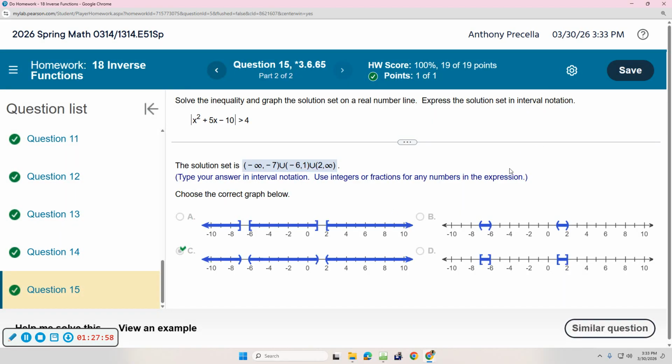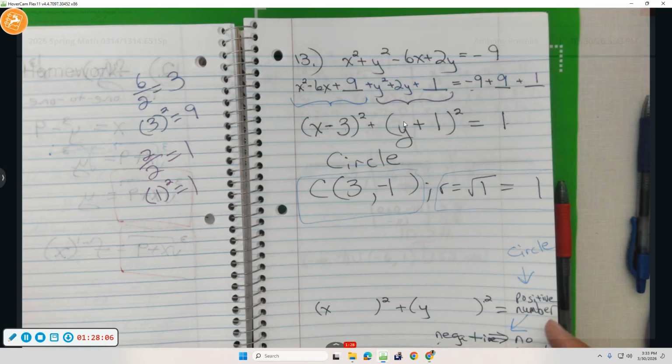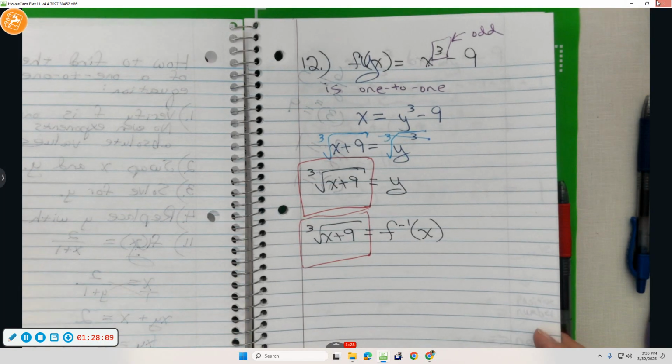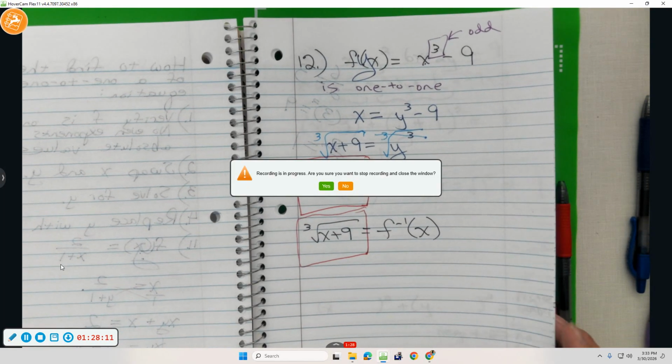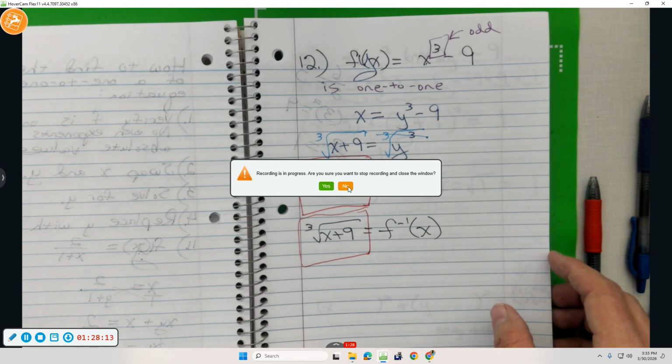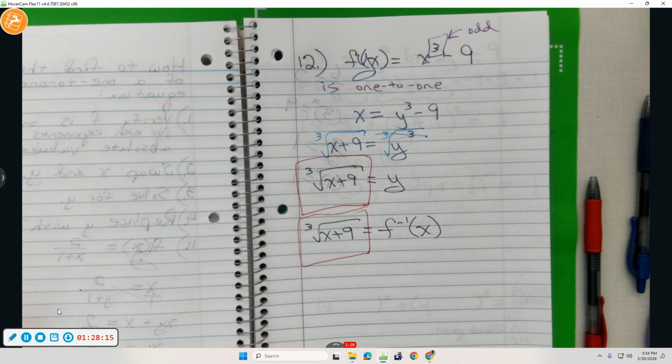Any questions on this? The last 3 problems were just reviewing old stuff, okay? The new stuff was the inverse functions and one-to-one. Oh, wait. Uh-oh, what's happening? I'm going to stop recording.